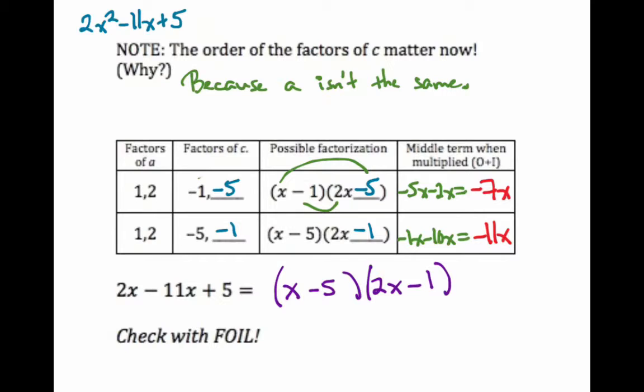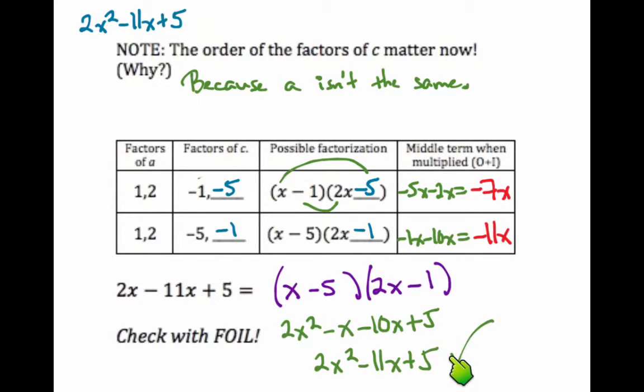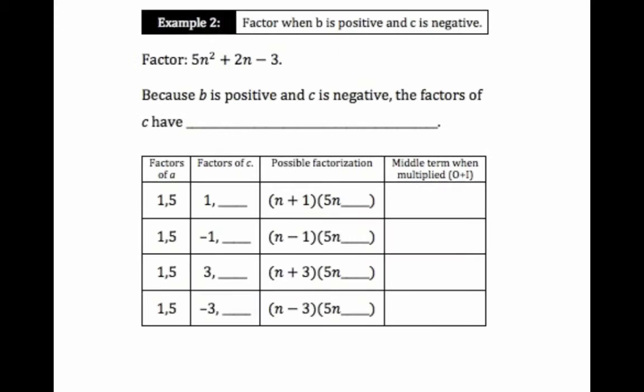How are we going to know for sure? We're going to check with FOIL. So we're going to multiply our firsts, our outsides, our insides, and our lasts. We're going to simplify. And sure enough, we have our target expression. So we know that this is our factor of this. Let's look at another one.